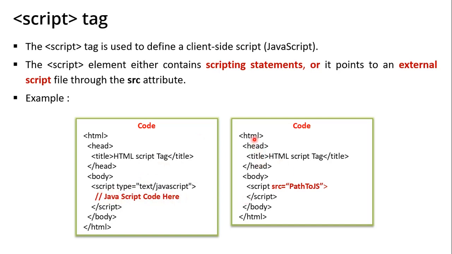Or we can use, here we have the same HTML starting and ending, head, and in head we have a title. In body we have a script tag in which we are providing the file path. See here, script src, our source, is equal to path to JS. Okay, so we have a JavaScript file that is known as an external script file, and we have to provide the path over here. So we have two options. We can write the scripting statements directly in the script like this, or we can provide the external script file through the SRC attribute. So remember this script tag.